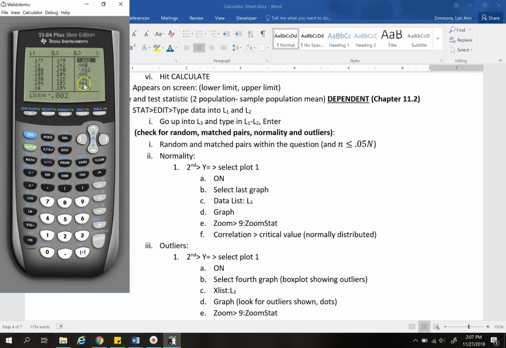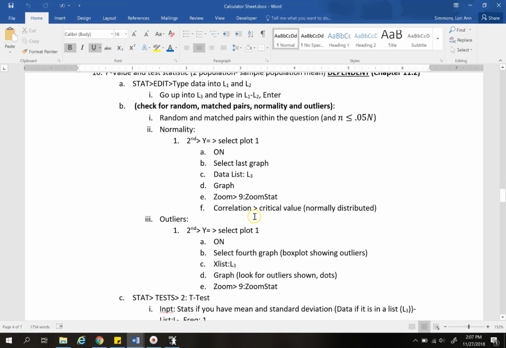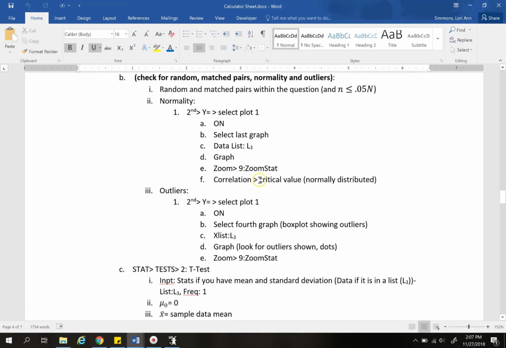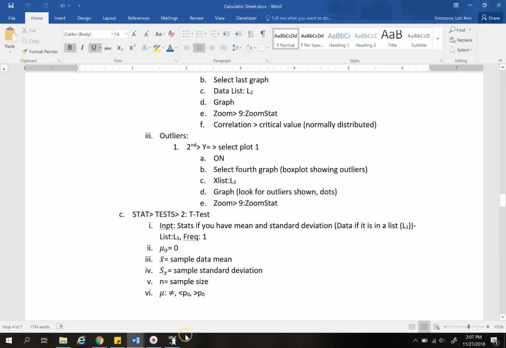Now we want to make sure the differences are normally distributed without outliers. So go to second y equals, the last plot, and change that list to list 3, graph, zoom, number 9. This looks fairly like it's in a straight line, so we can say it's approximately normal. If I gave you a correlation, you should be able to find the critical value. If the correlation is greater than the critical value, that means it's normally distributed. And then outliers.